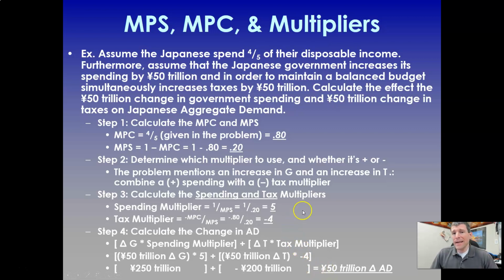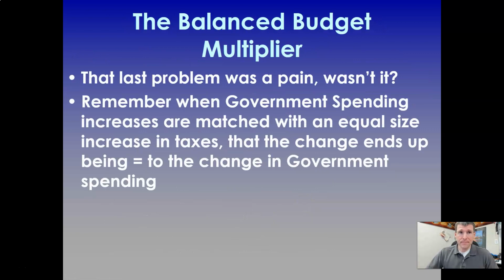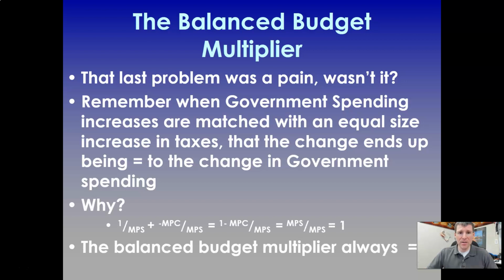All right. Now, this is a little situation we call the balanced budget multiplier. It's a little bit of a pain to go through, but the balanced budget multiplier is 1. Really what we're saying here is that if we increase taxes and spending by equal amounts, the end result is going to be whatever the initial change in spending was. So you don't even have to go through all those calculations, right?